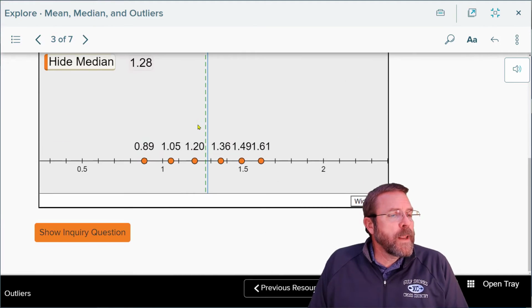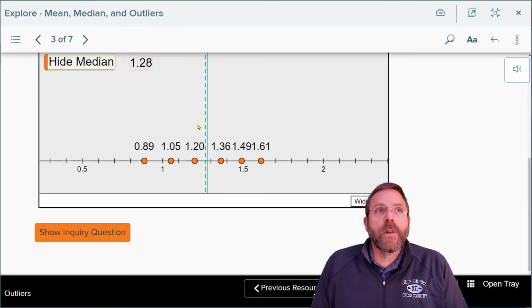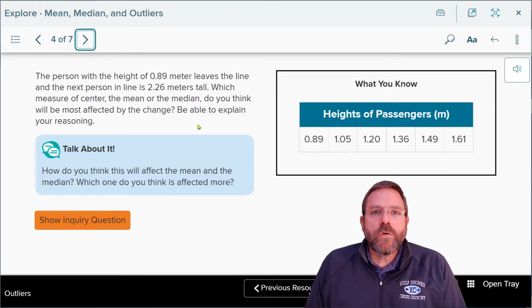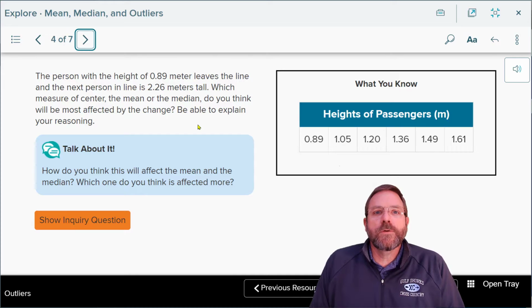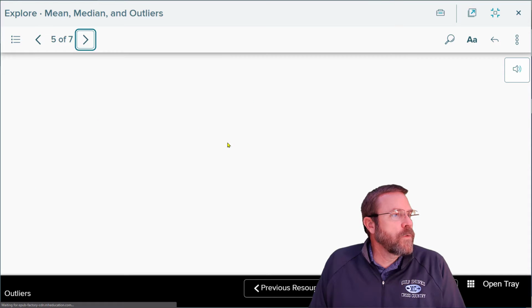But I wonder what would happen if we were to throw in an outlier. So now the shortest person, the 0.89 meters person, left, and the Jolly Green Giant at 2.26 meters came in and took their place in line. How is that going to affect our graph? Well, let's take a look at it.